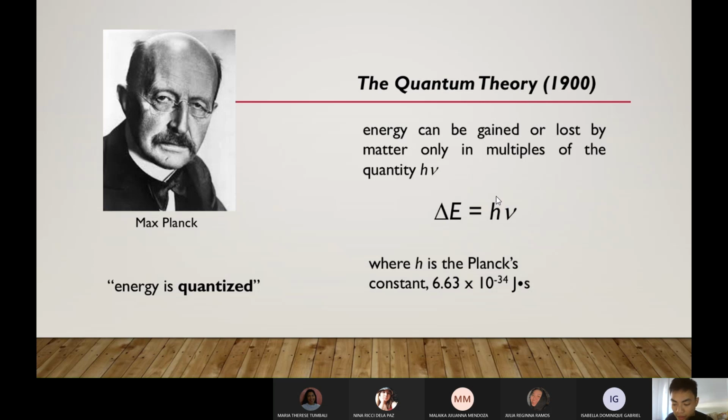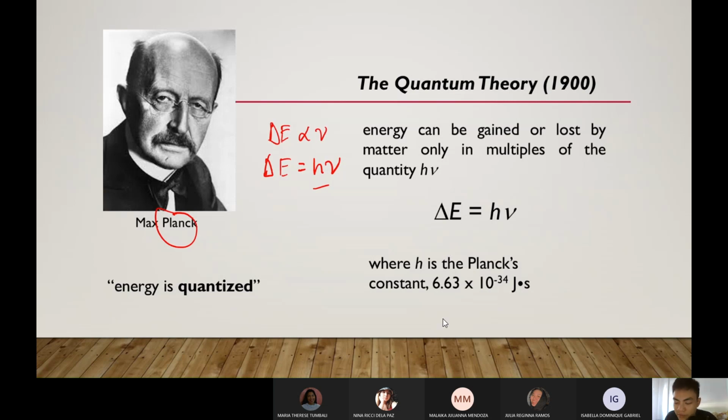Kasi sabi nga natin kanina that if you increase the energy, if energy is increased, the wavelength is increased as well, no? So in equation, we can write that as delta E directly proportional siya with the nu. So to remove the proportionality, we have to introduce a constant, which is the Planck's constant, named after him. And the Planck's constant is this: 6.63 times 10 raised to negative 34 joule second.